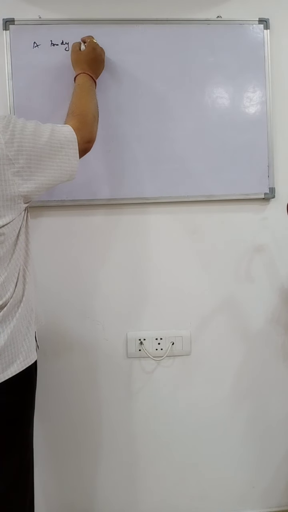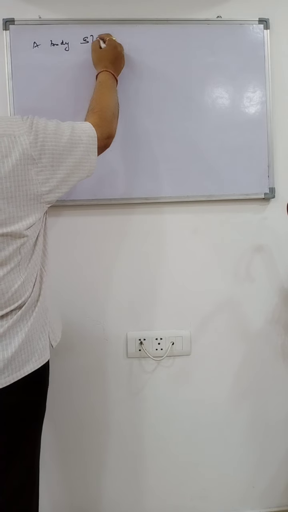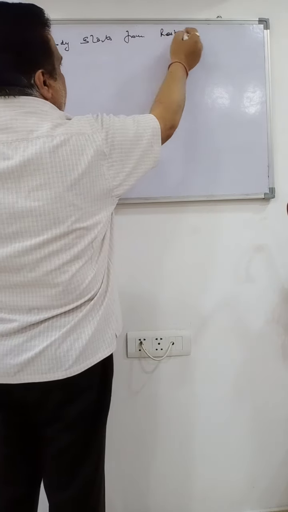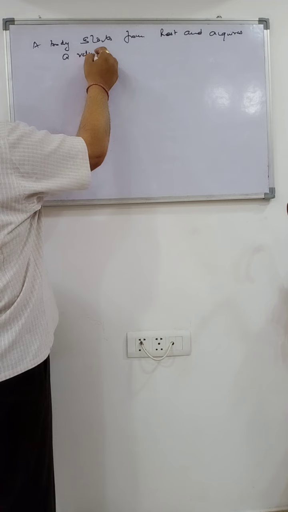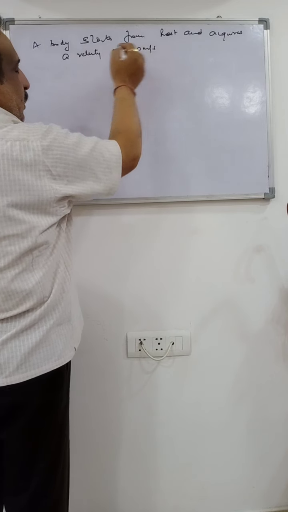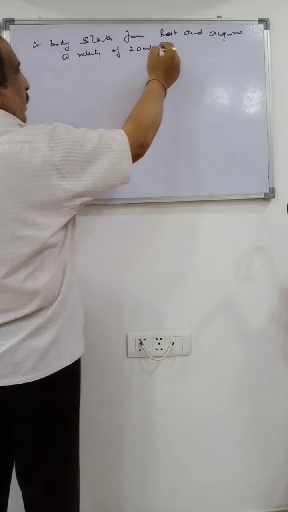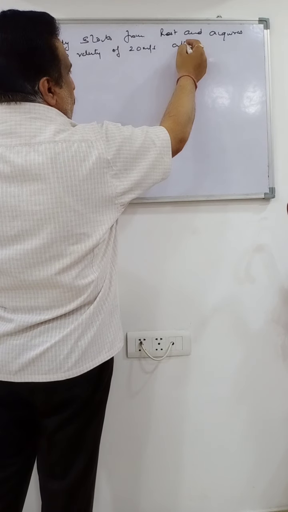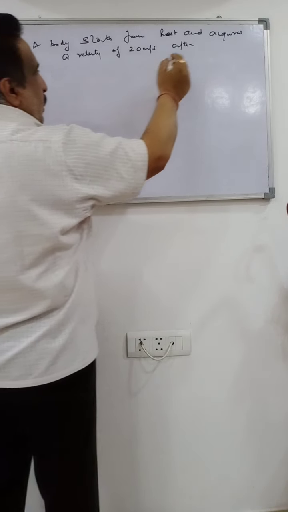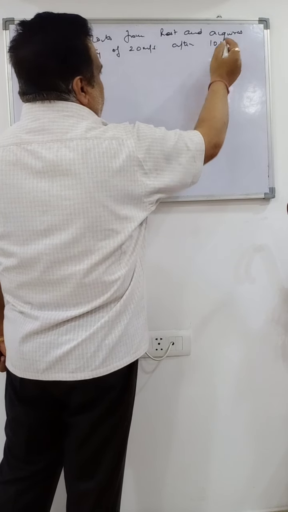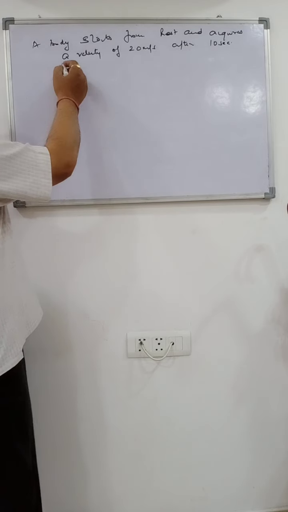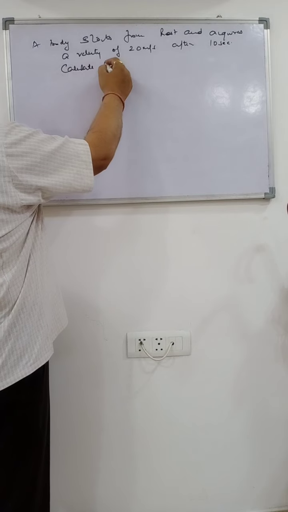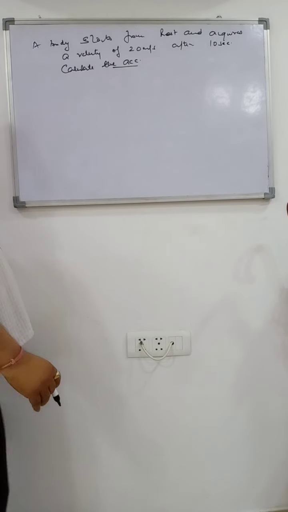A body starts from rest and acquires a velocity of 20 meter per second after 10 seconds. Calculate the acceleration.